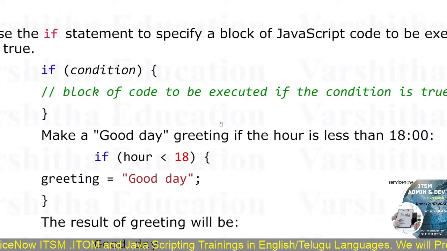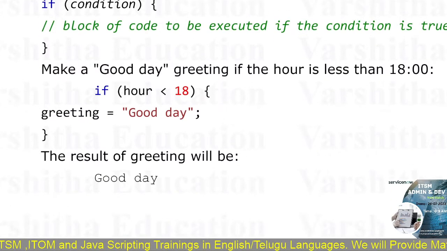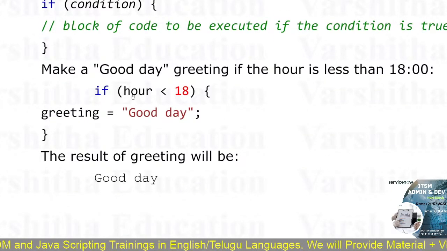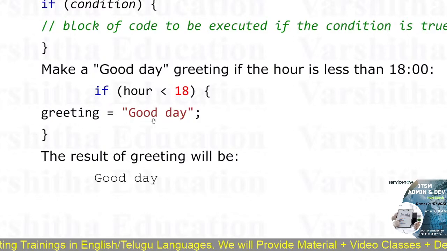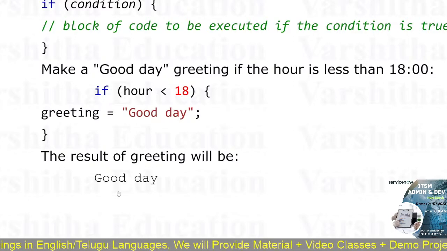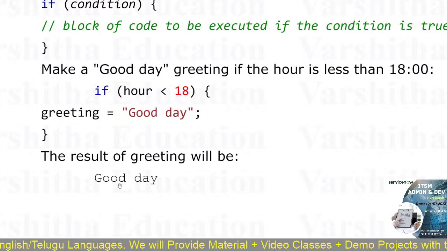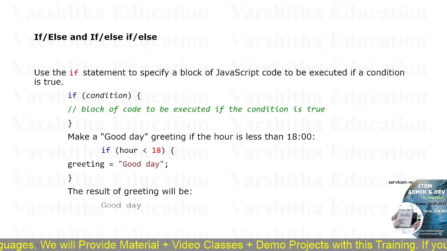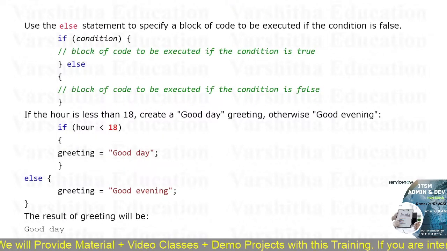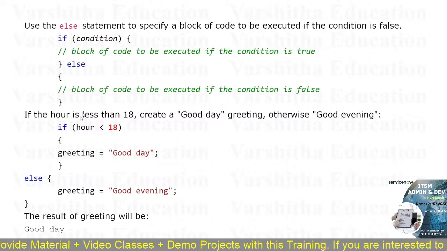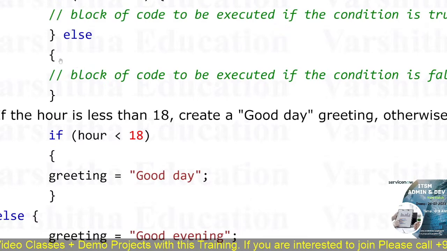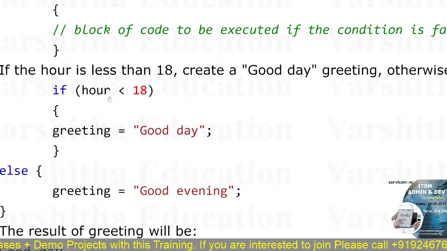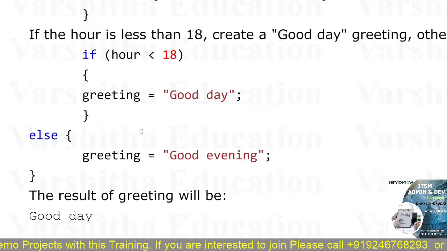Then if it is not satisfying the condition, what will happen? See the example I gave: if hour is greater than 18, then greeting is equal to good day. So if it is satisfied, then automatically it will show that good day. If it is not satisfied, then it is not giving good day. So simply it is not executing. And the else statement also, just now I said, see here. So this is the syntax for the else condition. So else, again curly braces, we open and close curly braces. And here is the example we gave.